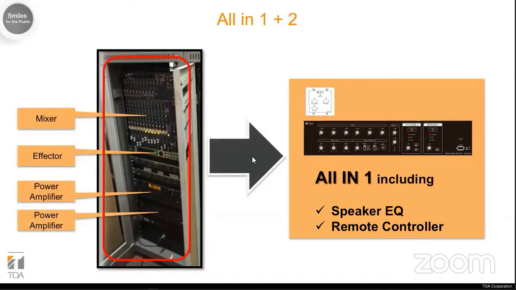Let's talk about the all-in-one plus two. So the all-in-one, we are saying from the old school, you'd need a mixing desk, an effector, and a graphic equalizer. From the old school, you'd need a separate amplifier for your outside area and a separate amplifier for your inside area. This has all been incorporated in a standard 2U unit that offers you extra speaker equalization as well as remote control. Now, I'm going to talk about the remote control in my next slide.